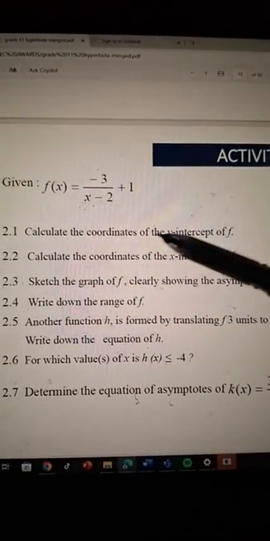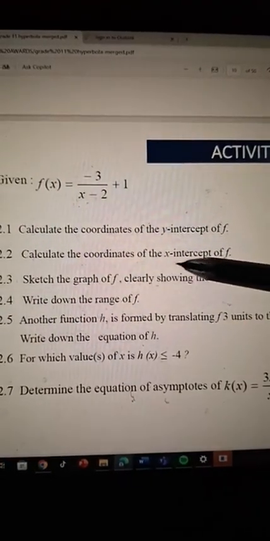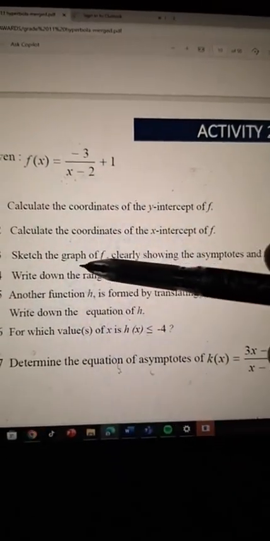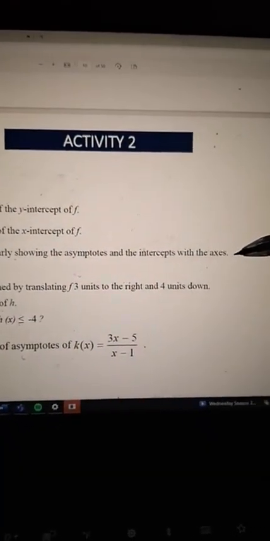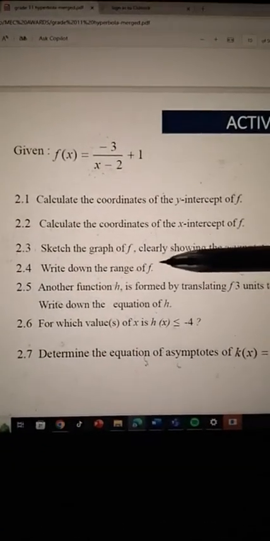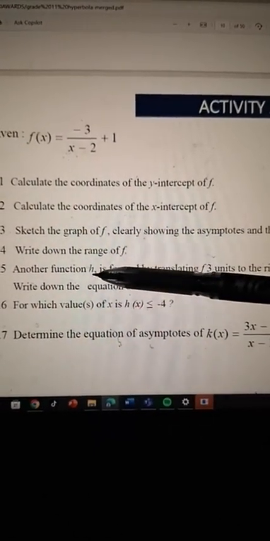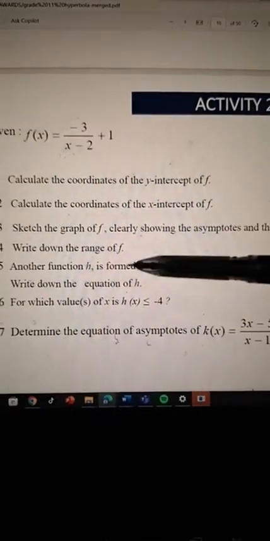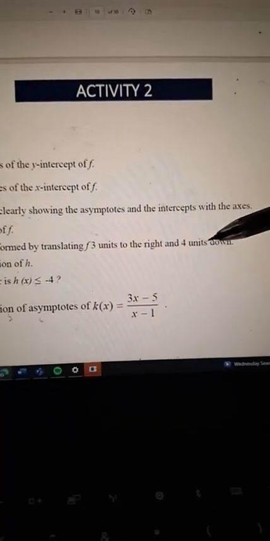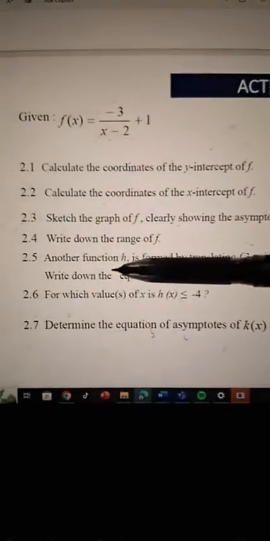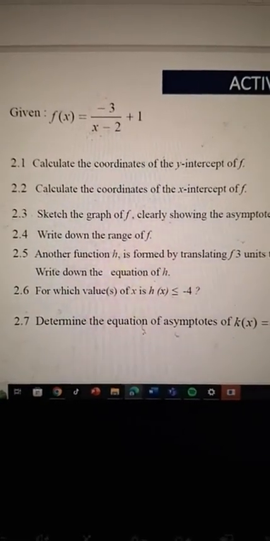We're going to see how we can go about calculating the coordinates of the y-intercept of f, calculating the coordinates of the x-intercept of f, how we sketch this function, clearly showing our asymptotes and the intercepts with the axes, how to write down the range, how another function h, obviously different from this function, is formed by translating f 3 units to the right and 4 units down.